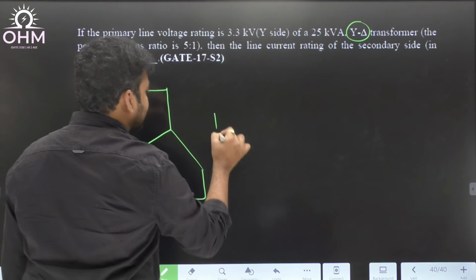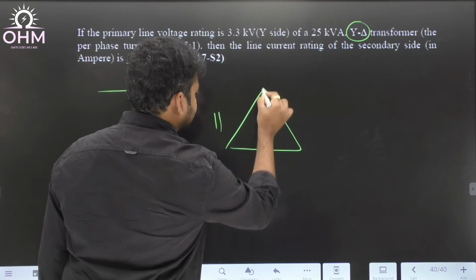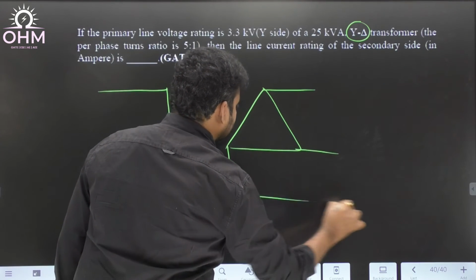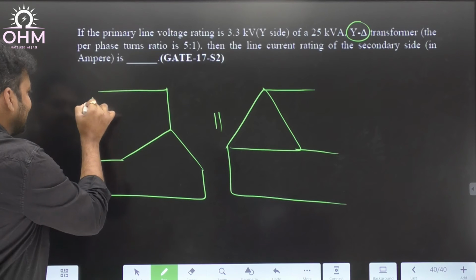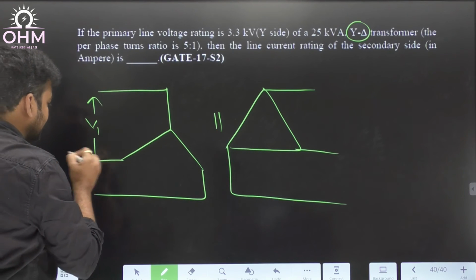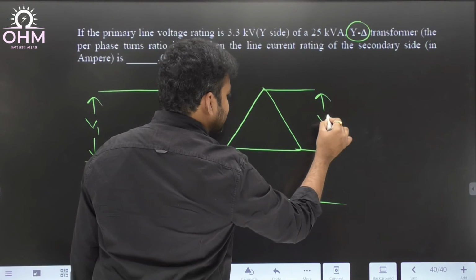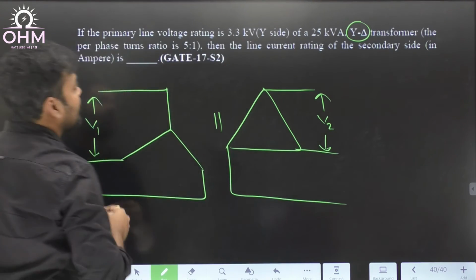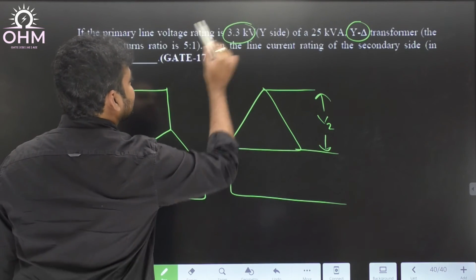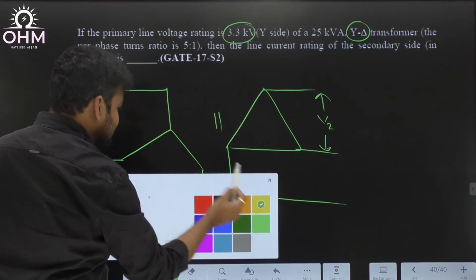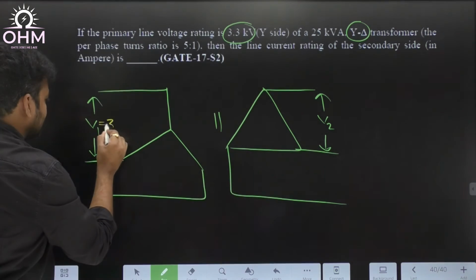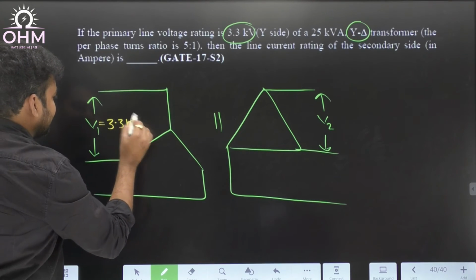Okay. Secondary is a delta connection. Assume primary line voltage is V1 and secondary line voltage is V2. And what is the primary line voltage already given? 3.3 kV. Okay, so primary side, the voltage is equal to 3.3 kV.